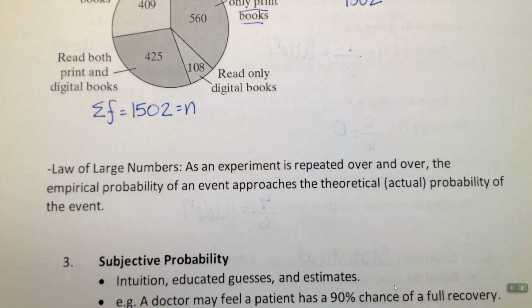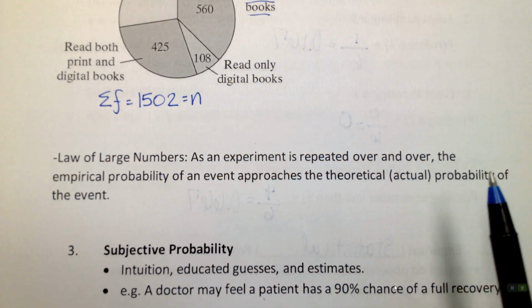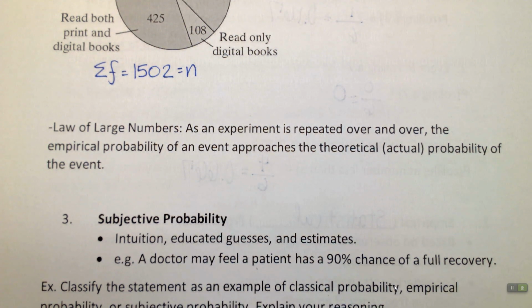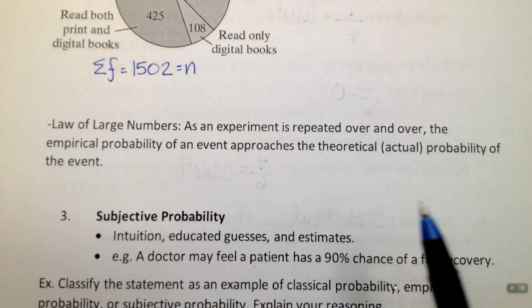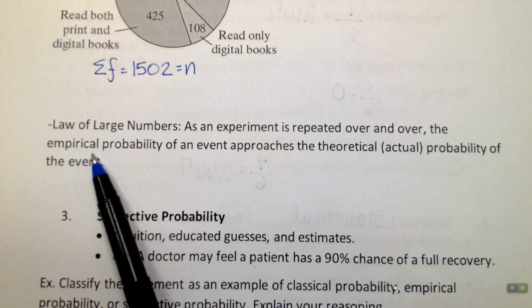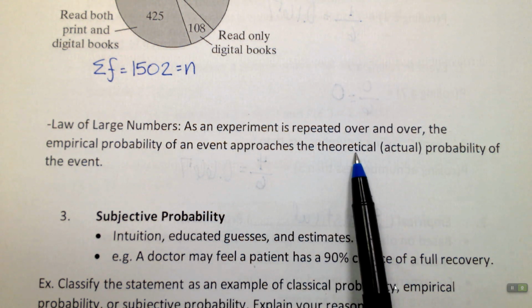Let me talk about law of large numbers real quick, because we'll see this a lot. I mean, we'll use it a lot, and I'll refer to it a lot. So law of large numbers just states, as an experiment is repeated over and over, the empirical probability of an event approaches the theoretical probability of an event. So remember, we're talking about what is supposed to happen and what really happened. So as we repeat an experiment or an event over and over again, our empirical probability will get closer and closer to our theoretical probability.